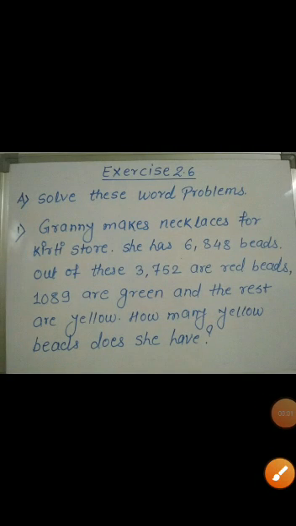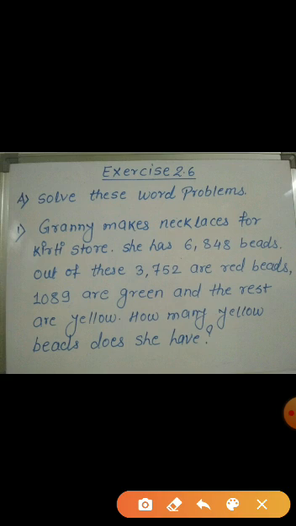Students, today we discuss exercise 2.6 of chapter number 2, addition and subtraction. Solve these word problems. Question number 1 is: Granny makes necklaces for Kathy's store. She has 6848 beads. Out of these, 3752 are red beads, 1089 are green and the rest are yellow. So how many yellow beads does she have?